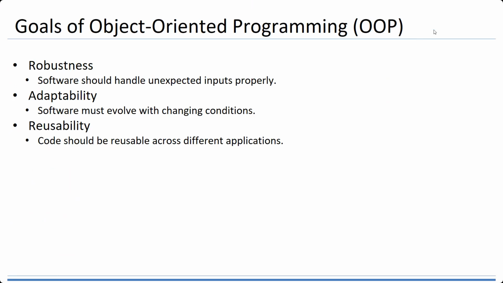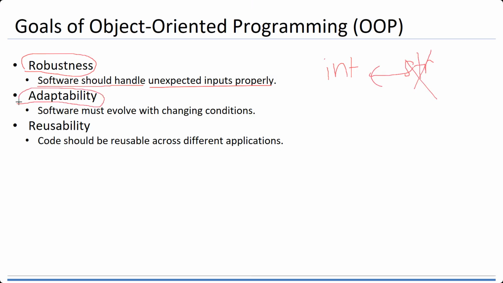So first, what is object-oriented programming? Or sometimes we call it OOP. First, we need to understand that this OOP is about robustness. The software should handle unexpected inputs properly. So if you have your data as integer, and let's say you want to input string, your program should handle this kind of input. So your program should handle only integer.